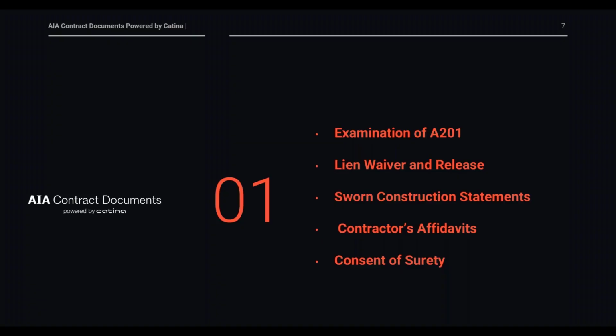So here's how we're going to break down the presentation. I'm going to start by talking about the A201, some provisions in that agreement that deal with payment and lien issues. Then Sarah's going to talk about lien waivers and releases and sworn construction statements. And then I'm going to talk about contractors' affidavits and consents of surety, which are forms that are typically signed and executed at the end of a project. All of those forms are very important for protecting the contractor's and owner's interests when it comes to closing out a project.